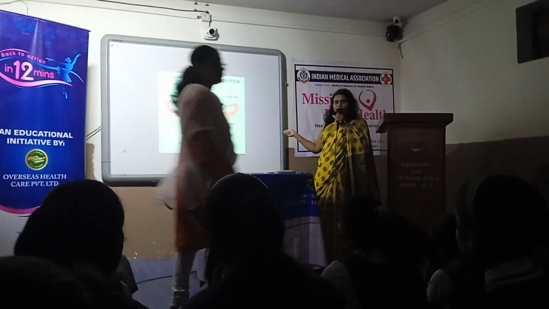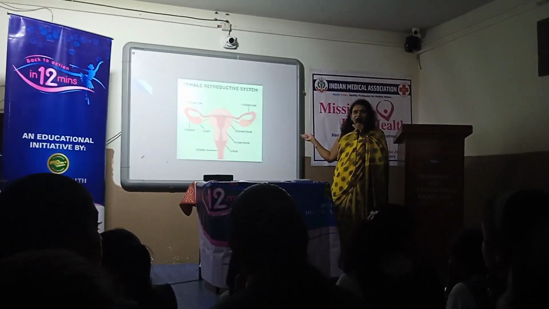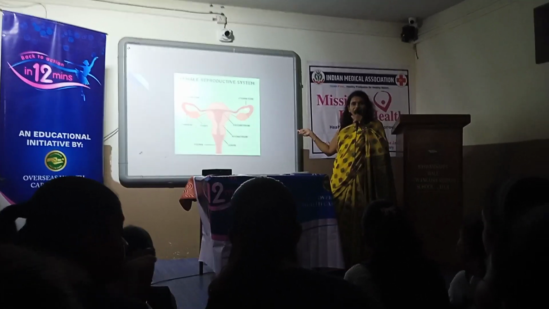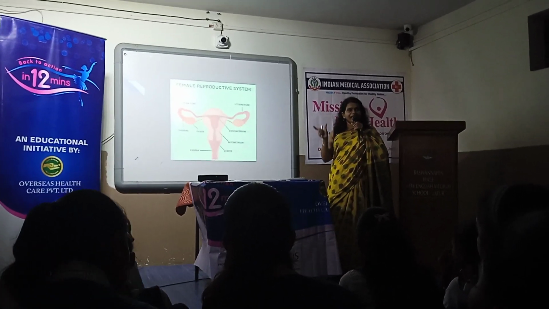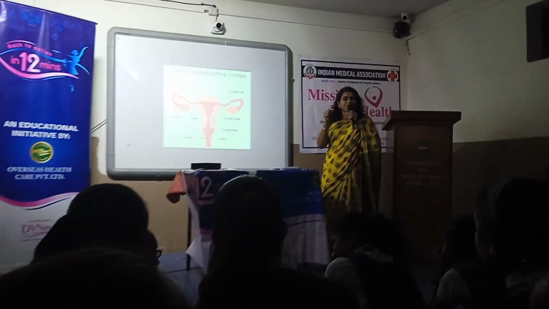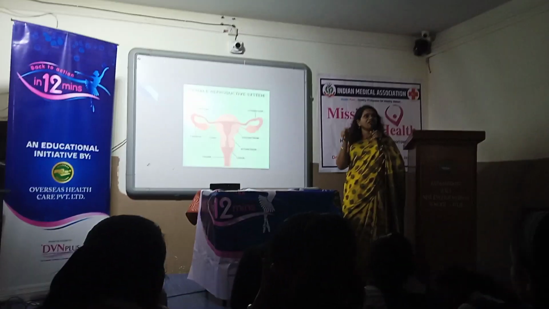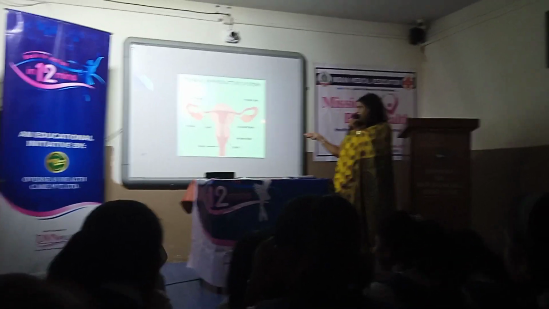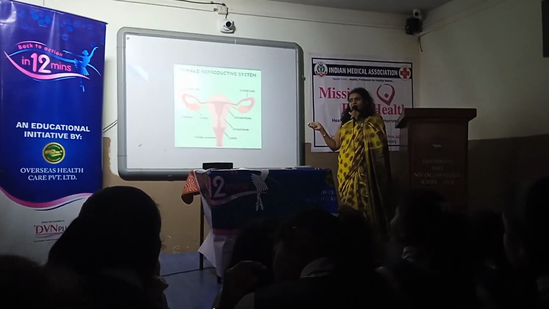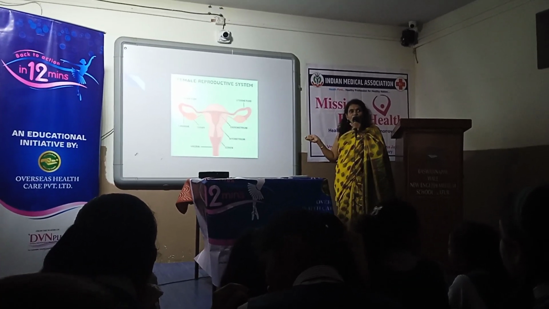These two are the fallopian tubes. One end of the fallopian tube, you can see, is broad. This shape is called the funnel shape. Means the end is broad and there are finger-like projections called fimbriae on one end of this fallopian tube. The function of this end is the collection of the ovum.